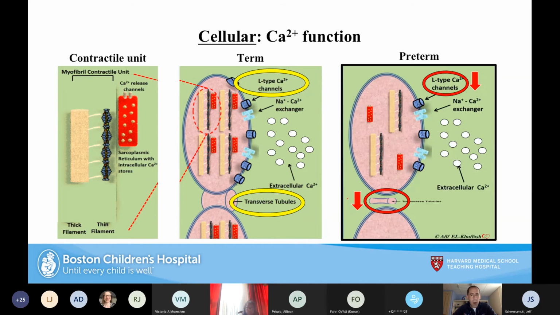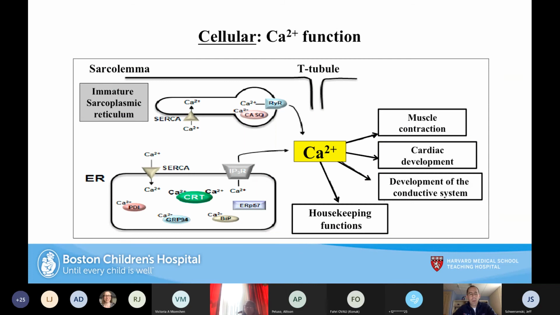Well, in the preterm heart, guess what? There are fewer L-type channels. There are underdeveloped T tubules. So the preterm heart cannot rely on the same calcium metabolism process, where calcium helps with muscle contraction, cardiac development, development of the conductive system, and all of our housekeeping functions. So if you have an immature sarcoplasmic reticulum, you'll have an immature calcium response.